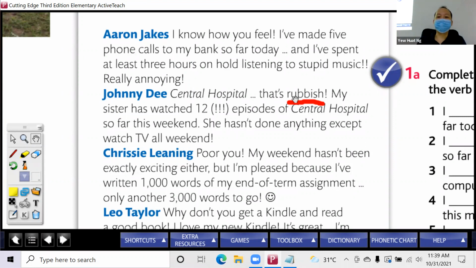Okay, so that's rubbish. My sister has watched 已经看了, can you see? Has watched 12 what? Yes. 12 episodes of Central Hospital so far this weekend. She hasn't done anything except watch TV all weekend. 12 episodes.